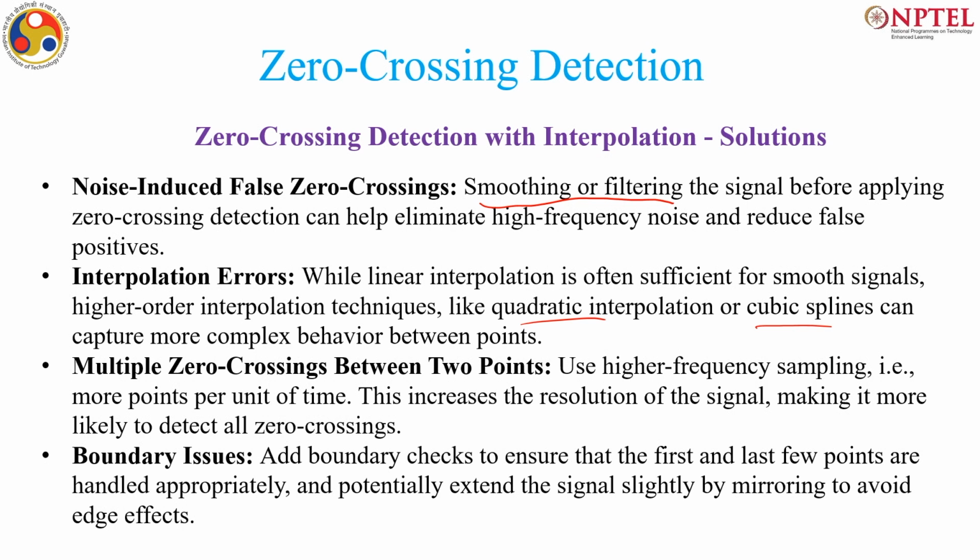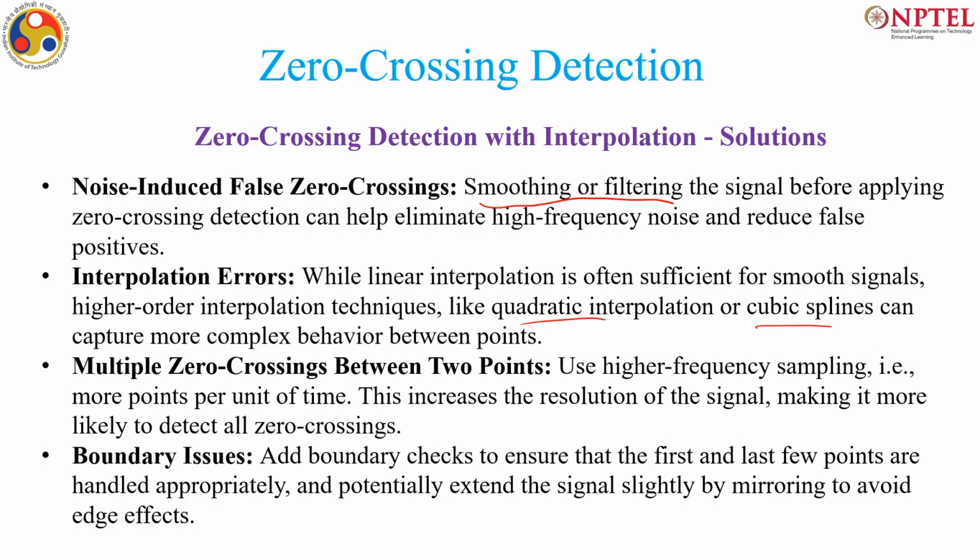Multiple zero crossings between 2 points, as I said, is a sampling problem. So, you should use a higher sampling frequency at the sampling time itself to get very precise results, and not miss any zero crossings, specifically in high frequency signals.